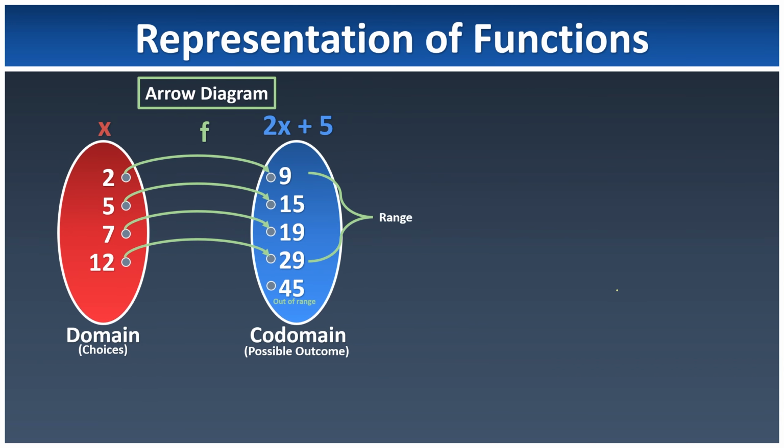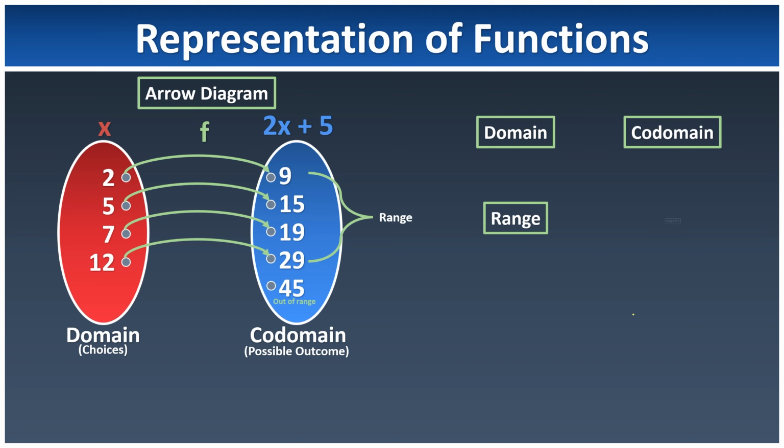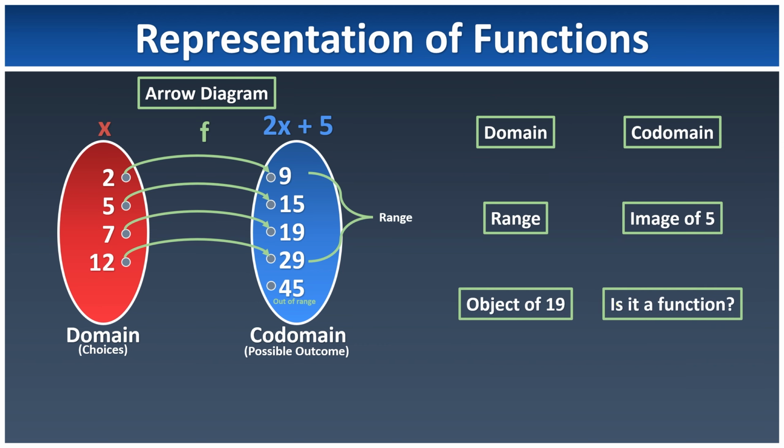So now we're going to learn how to write down the answer for domain, codomain, range, image, object, and whether it's a function or not. Domain, codomain, and range are something new that we're going to learn this year. We're going to use braces because they are represented as a set. Once we have the braces, we look at the domain. Domain most of the time is on our left. It's like, what are the available choices for us? So we have 2, 5, 7, and 12, and we write them down in the braces.